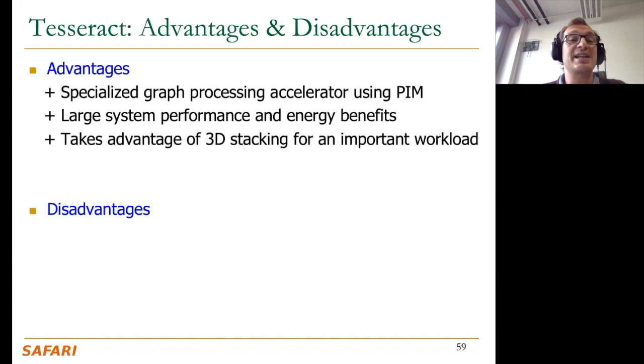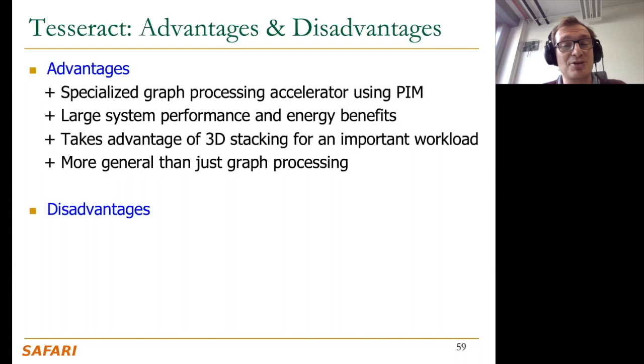And I think the importance of the workload is increasing right now. It's also more general than just graph processing. Even though we looked at graph processing, that made life easier for us, clearly. But it was still not easy to do this end-to-end work, clearly.